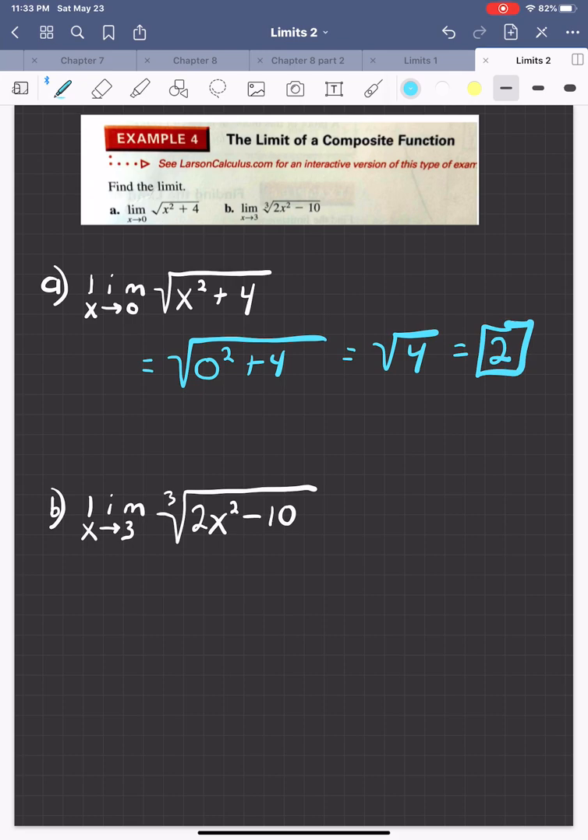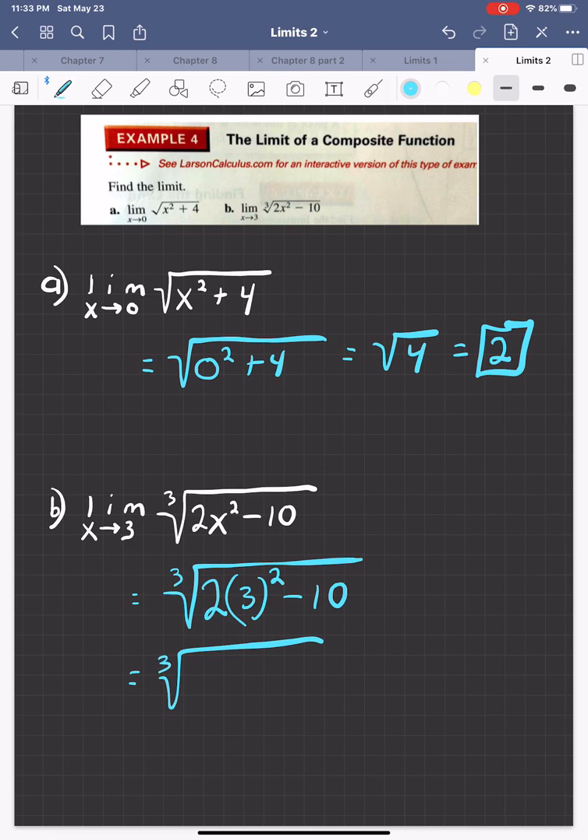Easy. Same thing here. So now we're dealing with the cube root. This time we're plugging 3 in for x. Well, let's figure out what that is. So that's 3 squared is 9 times 2 minus 10, so that should be 8. And the cube root of 8 is 2. Okay, so this substitution method, we're going to see where else we can use it.